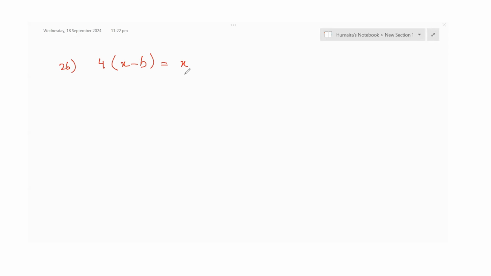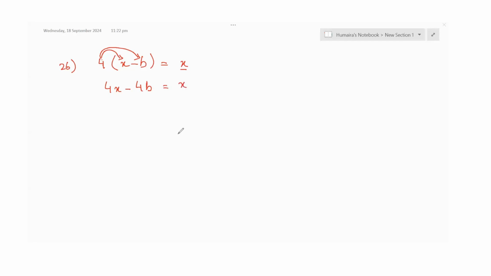Yes. You can see x is on this side and x is also on this side. We want x on only one side. So that means we have to simplify this question. You can see 4 is multiplying with this whole bracket. That means 4 is multiplying with this x as well as with this negative b, right? Yes. When we multiply 4 with x, we will have 4x and then negative 4 times b will give us minus 4b equals x.